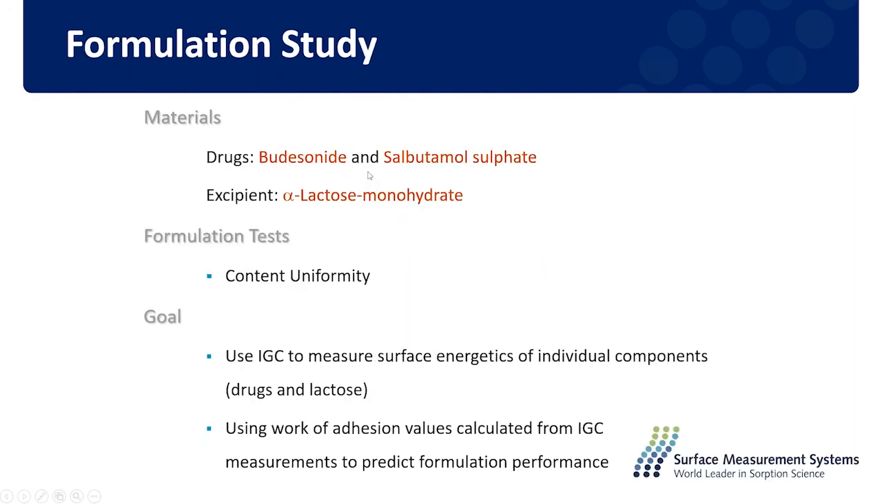And that's what we did in this study. We're looking at two different APIs. We have budesonide and we have salbutamol sulfate. And using an IGC-SEA experiment, we want to predict their compatibility with an excipient of our choice, which in this case is alpha lactose monohydrate. We do this by packing a column of each sample in isolation. We perform an experiment calculating the surface energy of each separate sample. We calculate their work of cohesion, and then we go on to predict the work of adhesion between the API and the excipient.